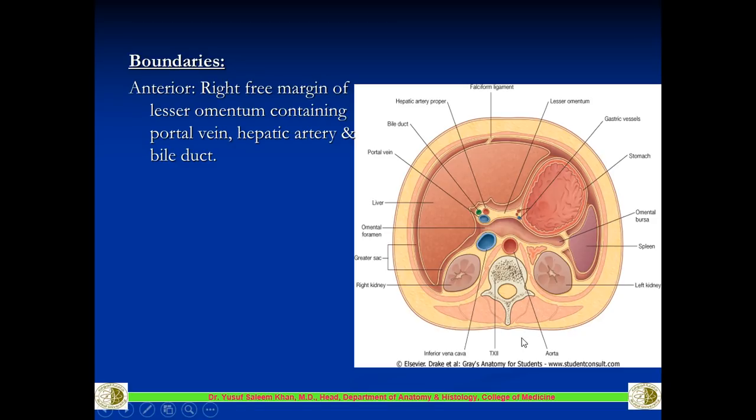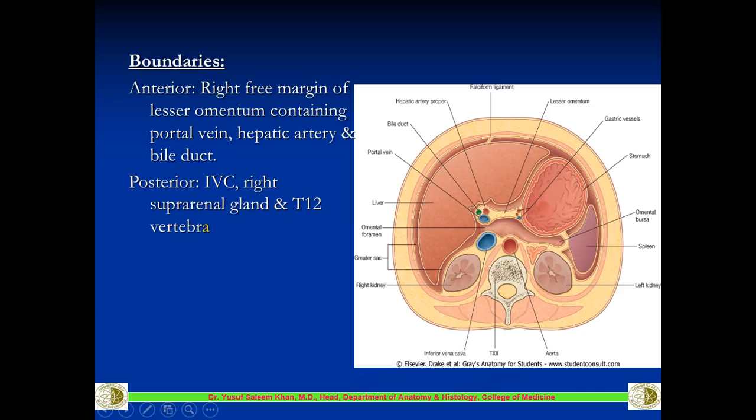Here, very important structures present in the anterior are in the right free margin of the lesser omentum, which contains the portal vein, hepatic artery, as well as the bile duct. All these three structures which are coming out from the liver are in the front. So all these three important structures are present in the anterior free margin of the lesser omentum. So you cannot operate in the front to open this epiploic foramen, because all these important structures are there.